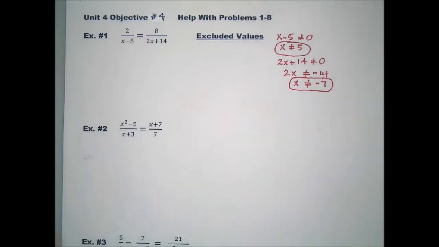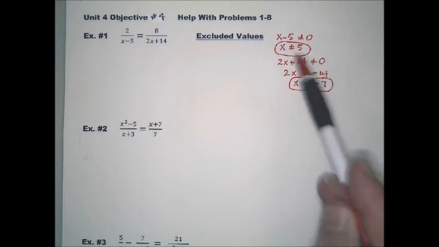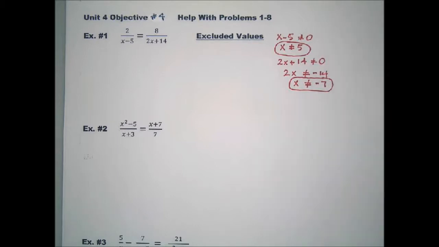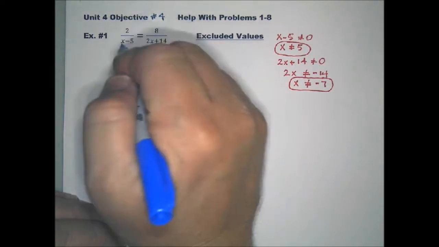Now, those two values play an important role in the rest of the problem, because when I solve the problem and come up with one solution for x in this case, we need to make sure that x is neither 5 nor negative 7. If it's either one of those two numbers, we have to throw it out as being an excluded value. It can't be either one of these numbers. So, let's start working this thing out. It's just a matter of cross-multiplying.